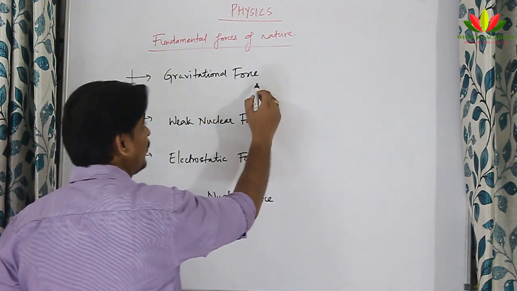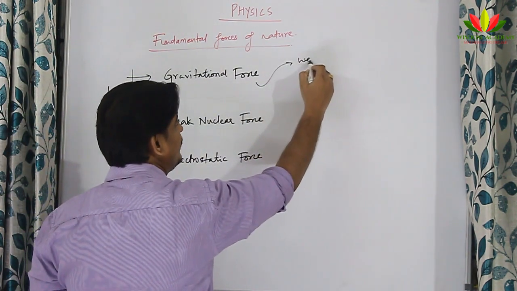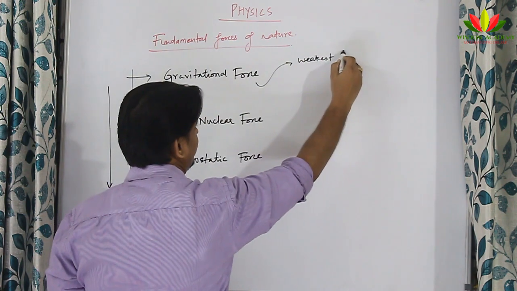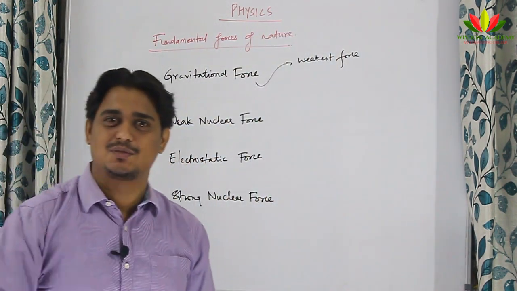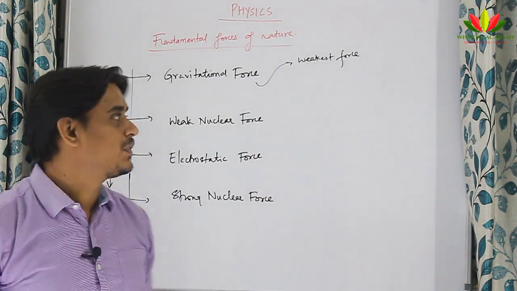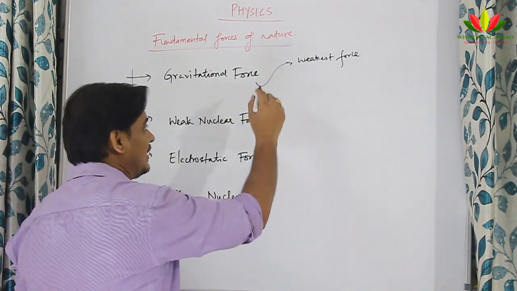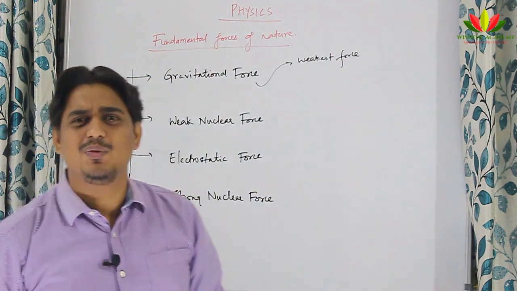So gravitational force is one of the weakest forces in nature. It is one of the weakest forces. You will learn about why it is the weakest force and how weak it is. Shall I give you one small example of how weak it is?